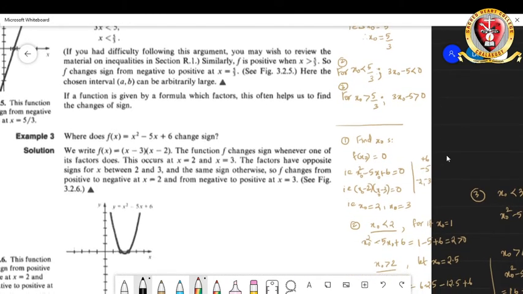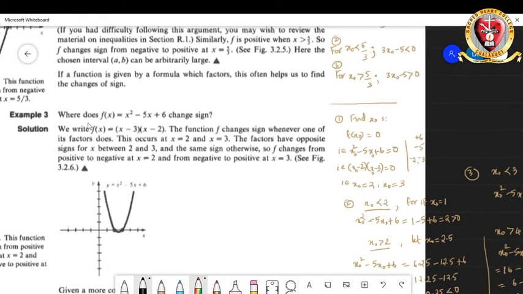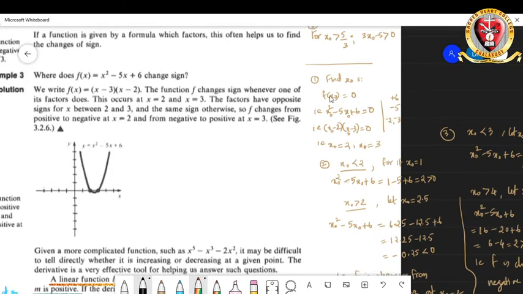Now, for example 3, in the same manner, you have to check where the function f of x is equal to x square minus 5x plus 6 is changing sign. For that, first assume that f of x naught is equal to 0. Then you have x naught square minus 5x naught plus 6 is equal to 0. It is a quadratic equation, so you have product to be plus 6, sum to be minus 5, so you have minus 2 and minus 3, because when you multiply them you get 6 and when you add them you get minus 5. And you can factorize the same quadratic equation as x naught minus 2 into x naught minus 3 is equal to 0. So you have x naught is equal to 2 and x naught is equal to 3.